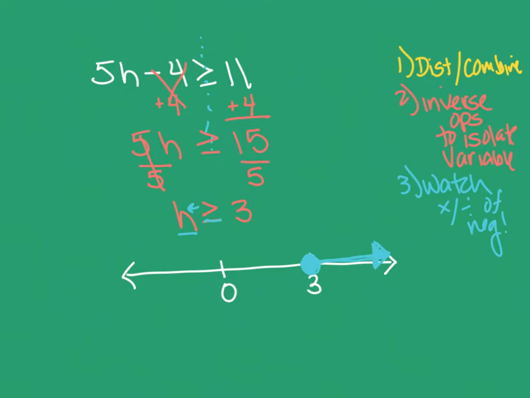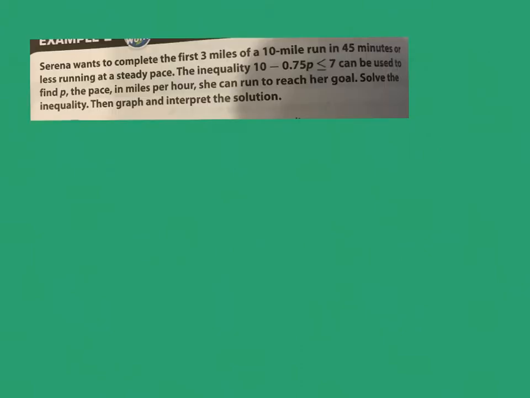Let's look at this in terms of a word problem. In this word problem, actually they give us the inequality, but let's take a look at the whole thing. You've been good at translating them already, but there's a key element in here I want to point out to you. So we have Serena who wants to complete the first 3 miles of a 10-mile run in 45 minutes or less, running at a steady pace. The inequality 10 minus 0.75p is less than or equal to 7 can be used to find p, the pace in miles per hour, that she can run to reach her goal. Solve the inequality and then graph and interpret the solution.